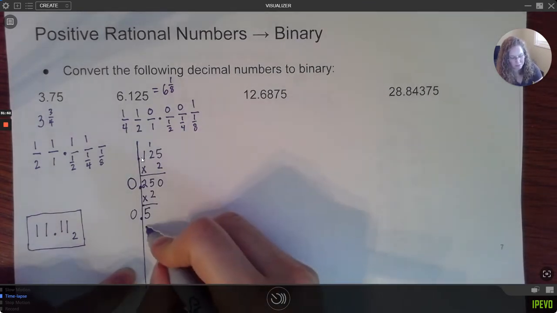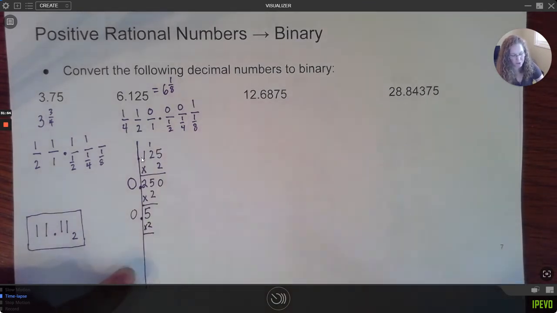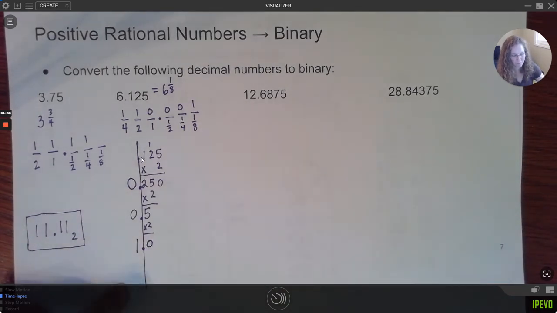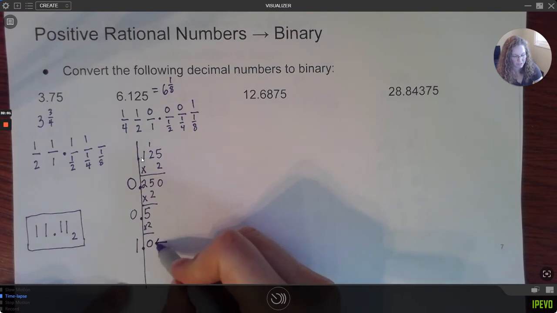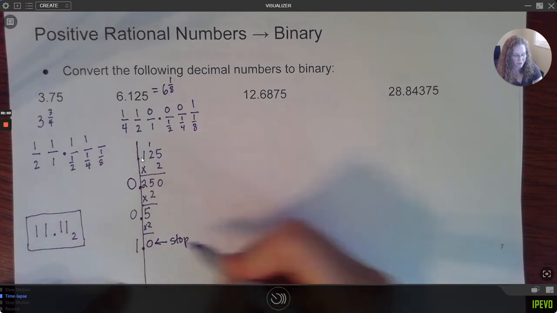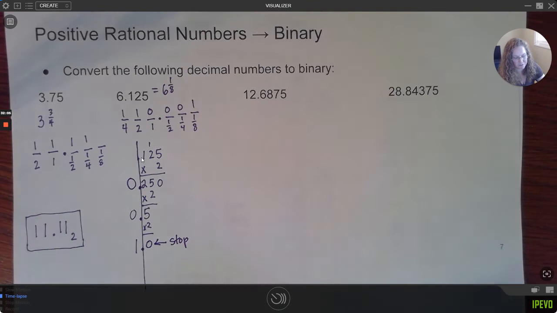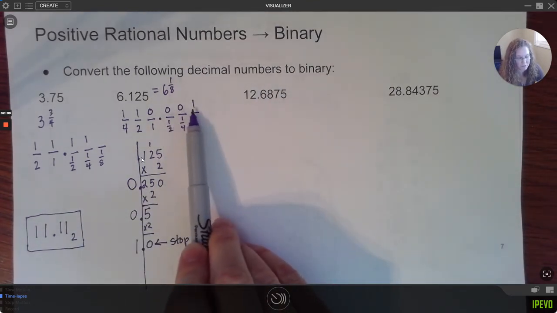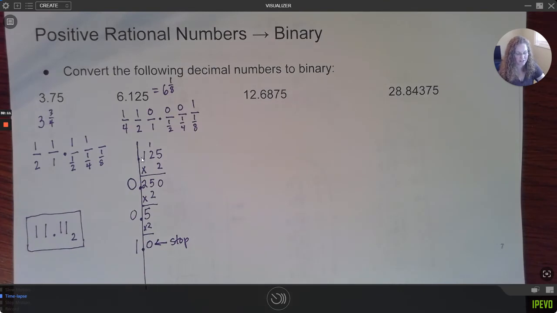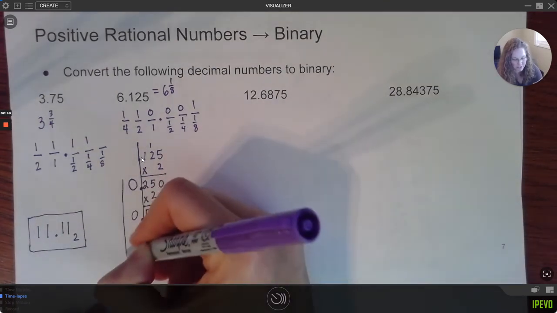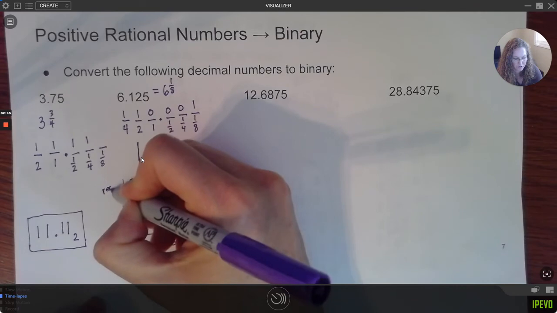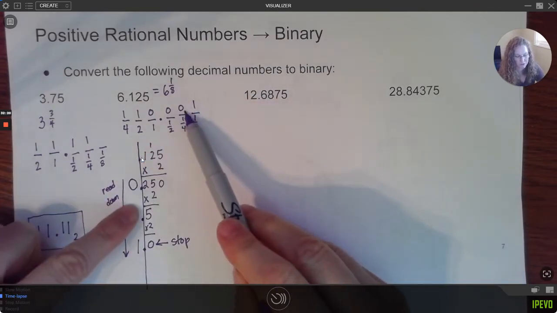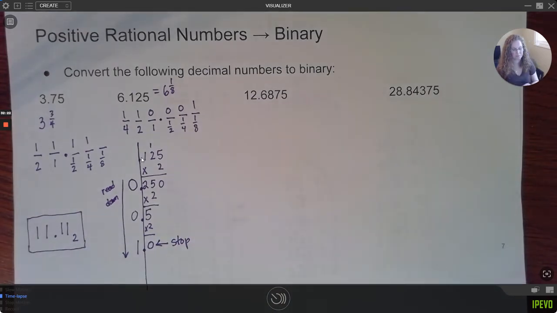And then I'll multiply that by 2 again. And 0.5 times 2 is 1.0. As soon as I get a 0 here, I can stop. Now, once again, if you look at these and compare them to the things in our binary number, they're exactly the same, and you're going to read these down. And so 0, 0, 1.